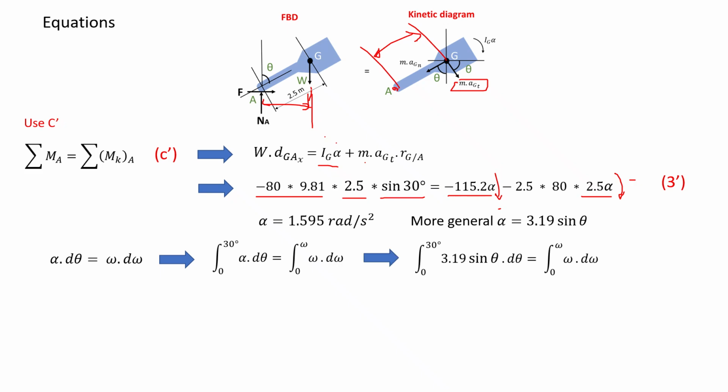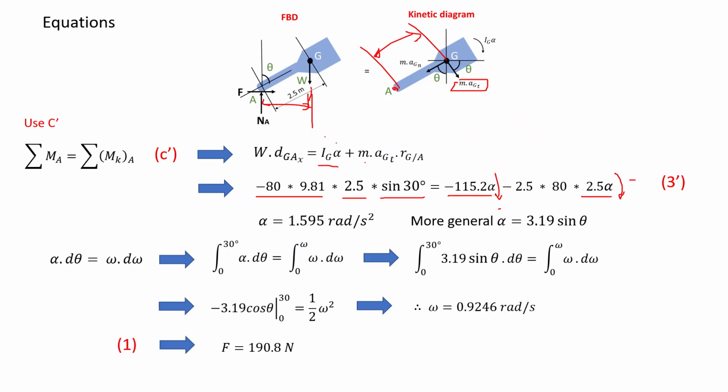Okay, and we will get that the value of the omega can be found now. Okay, now it's very easy. We just did the integration. We can solve for the omega, and omega is going to be equal to 0.92 radian per second. Now that's it. I can simply substitute that in the equation 1 to find that the F is equal to 190.8 Newton.